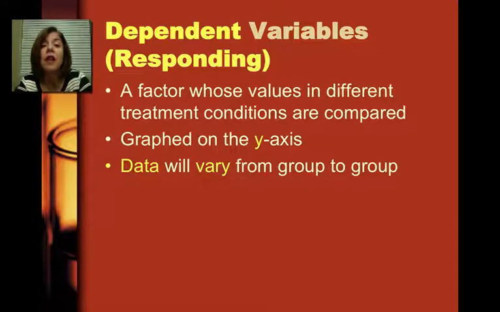The dependent variables will be located or graphed on the y-axis because that's the actual data that you're going to be taking. So from group to group, when you're getting your data, it may differ. So that's why your graphs might look a little different from another group's graphs when we're doing the same type of lab.